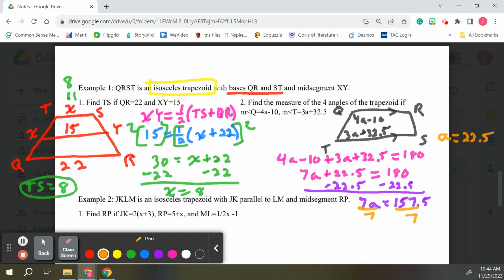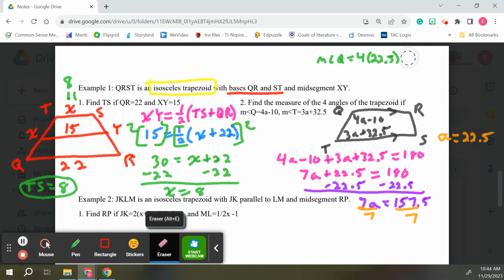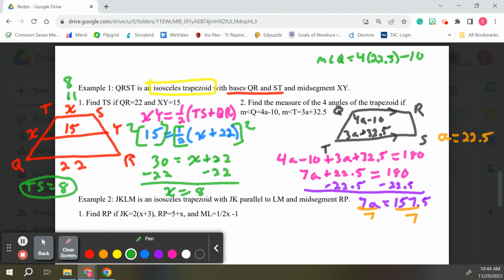So that takes care of the first part, but in the end, they're asking us, what are the angles, right? So we're going to have to substitute this back in to find angle Q and angle T. So for the measure of angle Q, that's going to be 4 times 22.5. Not plus, sorry, minus 10. Which gives us, I got 80.